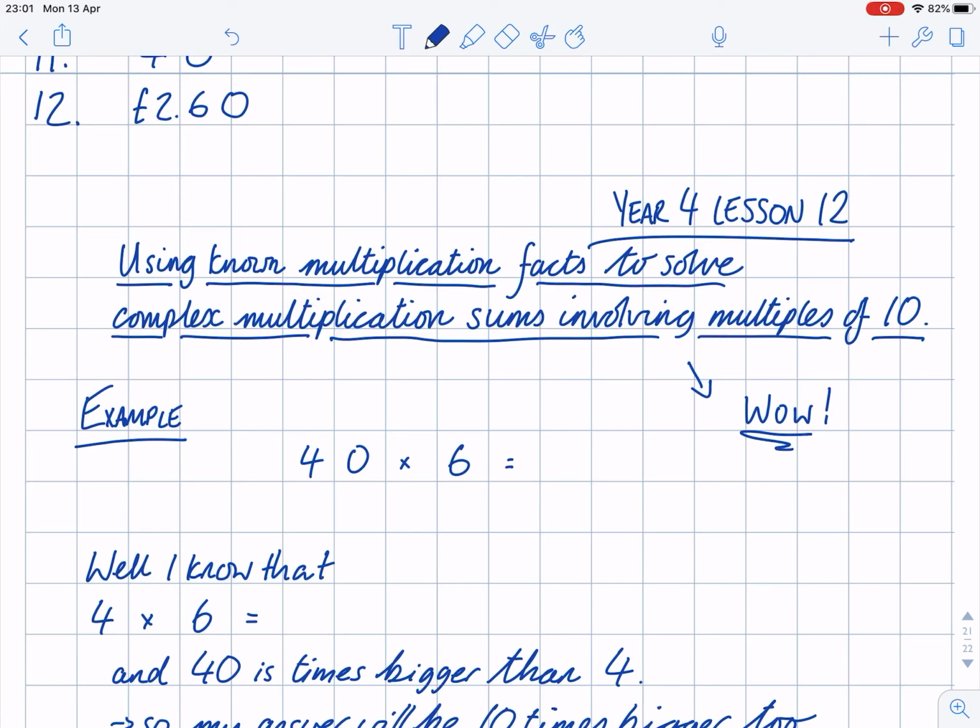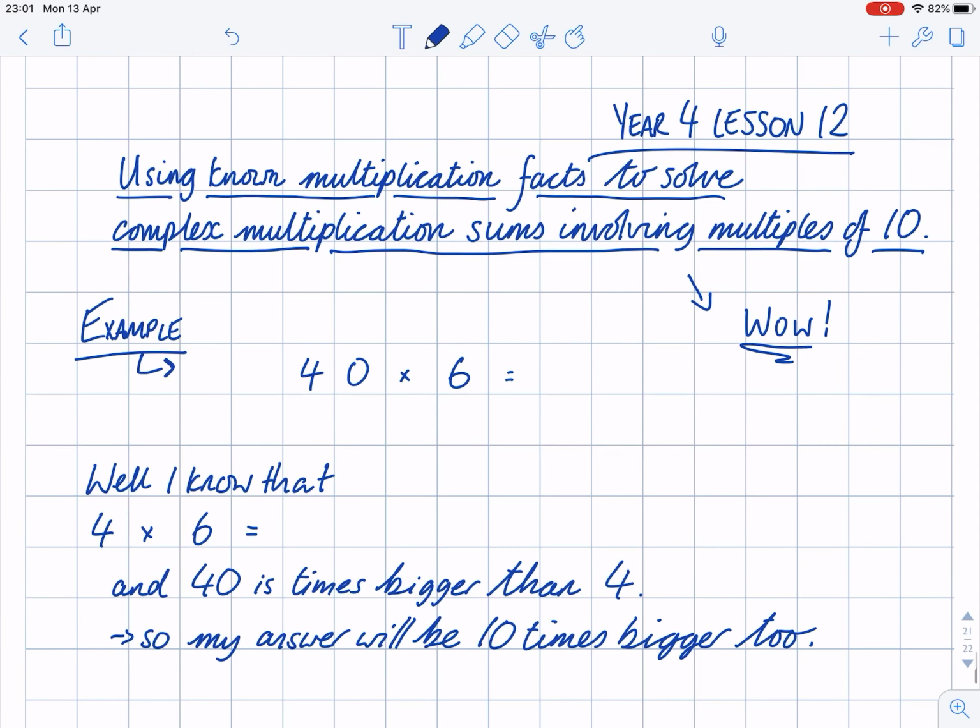The example I've given you is 40 multiplied by 6, and underneath I've got a couple of steps that we're going to be taking. I know that 4 multiplied by 6 is 24. That is my known multiplication fact: 4 6s are 24. If I wrote it on top here, I could say 4 times 6 equals 24. And I've written here, 40 is 10 times bigger than 4, so I got this 4 to become 40 by multiplying it by 10.